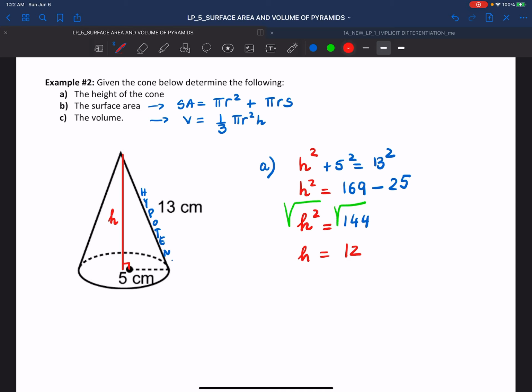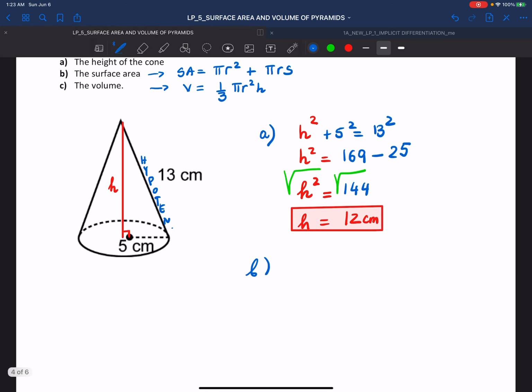So we got h, everyone, which makes us feel accomplished. Now, have I forgotten anything here? Oh, unit measurement. So let's write this down. Now, the next question, question B, is asking for the surface area.